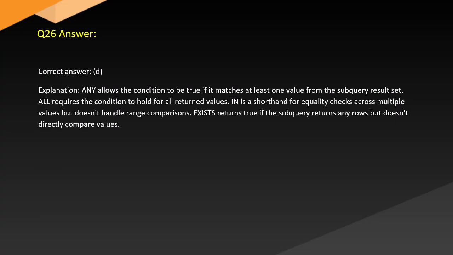Answer. Correct answer: D. Explanation. Any allows the condition to be true if it matches at least one value from the subquery result set, whereas all requires the condition to hold for all returned values. In is a shorthand for equality checks across multiple values, but doesn't handle range comparisons. Exists returns true if the subquery returns any rows but doesn't directly compare values.